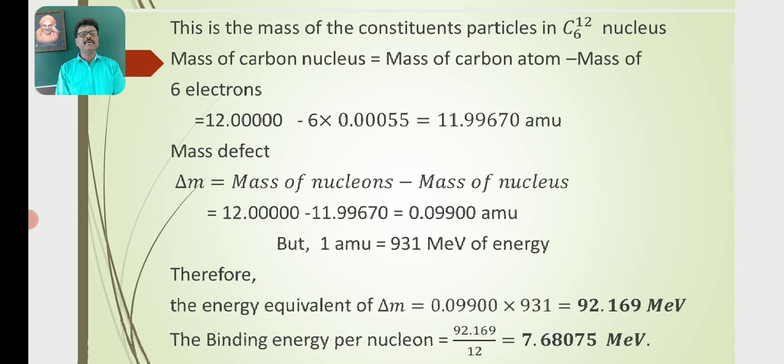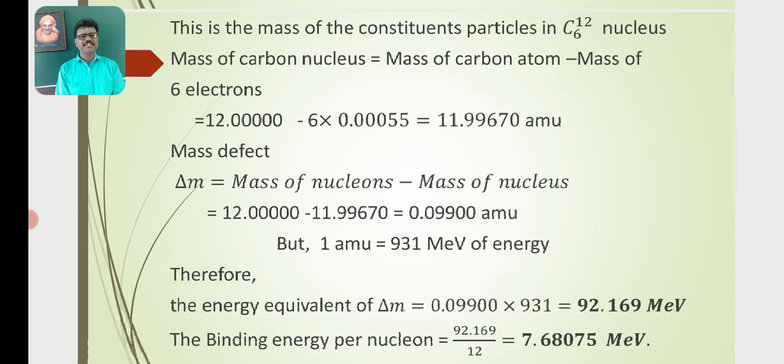The mass of the carbon nucleus is equal to the mass of the carbon atom minus the mass of 6 electrons. Here given, 12.000 AMU minus 6 into 0.00055 AMU, that means the mass of 6 electrons. Then after simplification, we will get 11.99670 AMU.